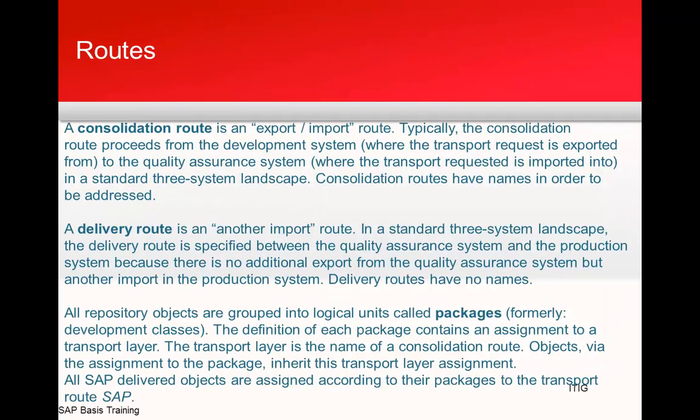So what are these consolidation routes and delivery routes? A consolidation route is an export-import route. Typically, the consolidation route proceeds from the development system. A delivery route is another import route. Basically, all transport objects are grouped into logical units called packages. Previously, you called them development classes. The definition of each package contains an assignment of a transport layer.